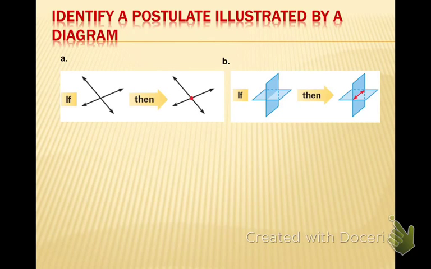So here are some diagrams. So you have to do some visualization here. Which rule is A? Don't tell me the postulate number, tell me the rule. What is that picture depicting? The if-then of those pictures. Trent. If two lines intersect, then their intersection is exactly 1 point. That's correct.